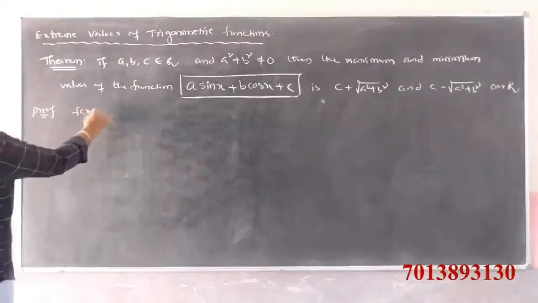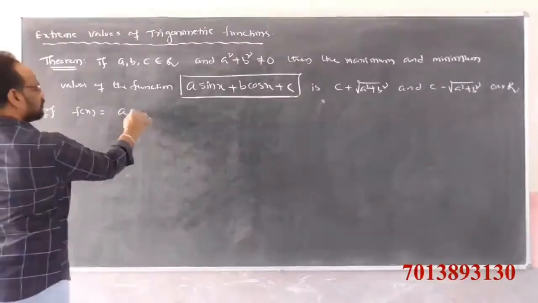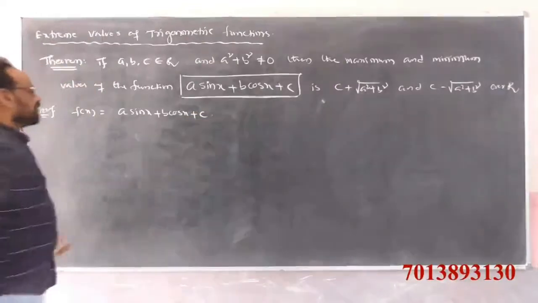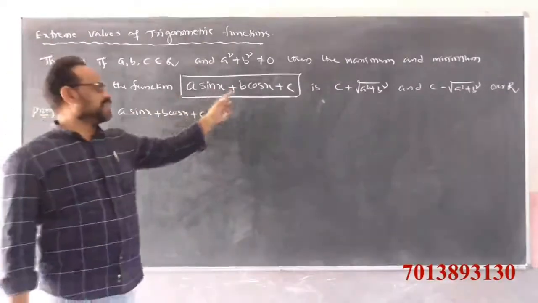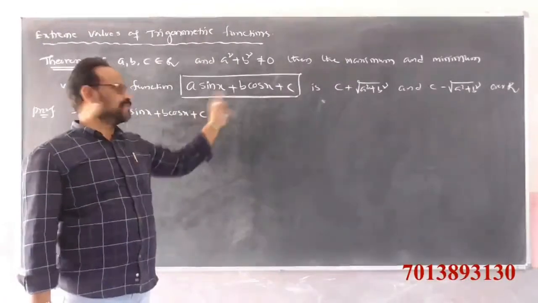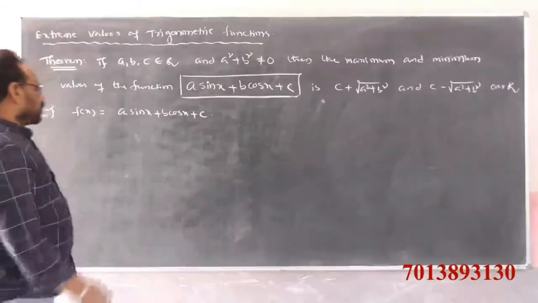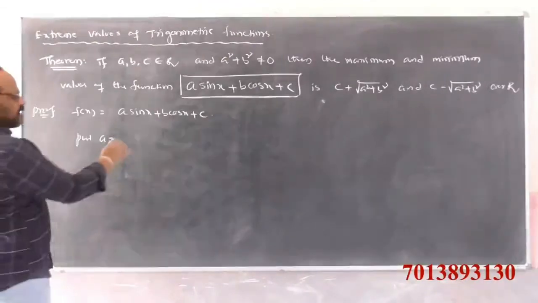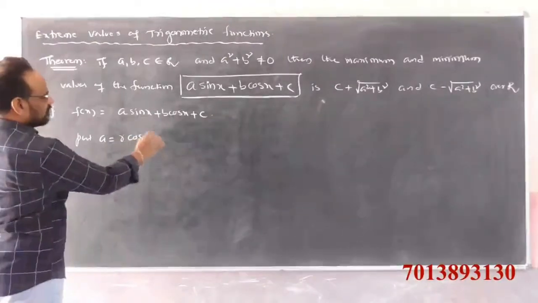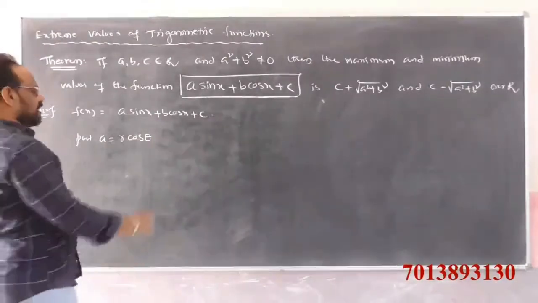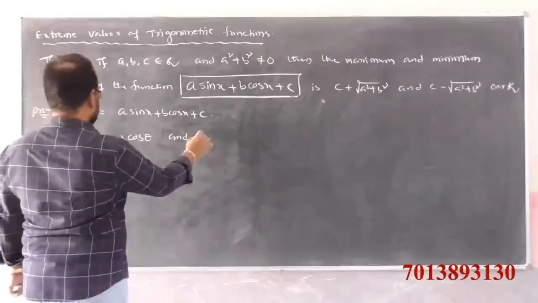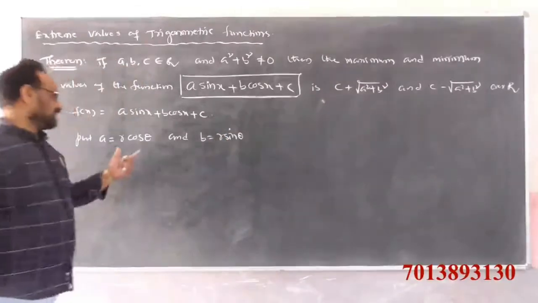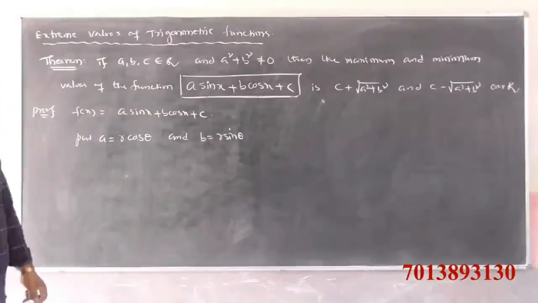Given the function f of x equals a sin x plus b cos x plus c. Put a equals R cos theta and b equals R sin theta.